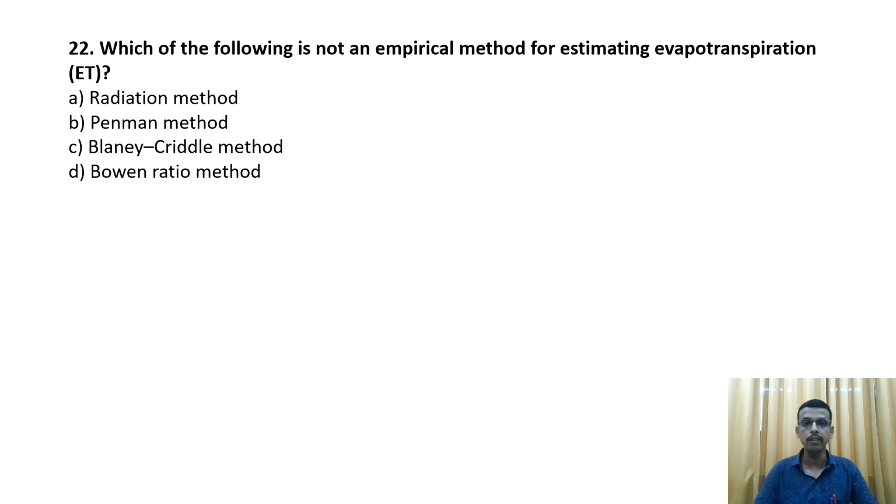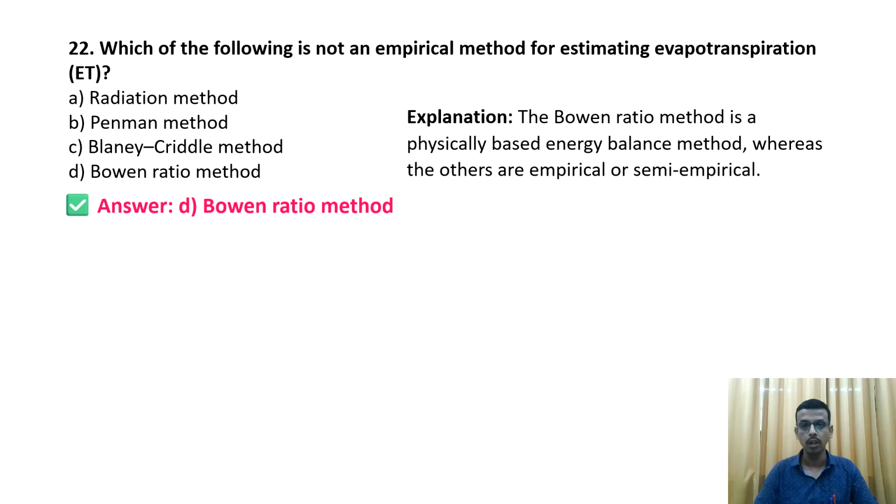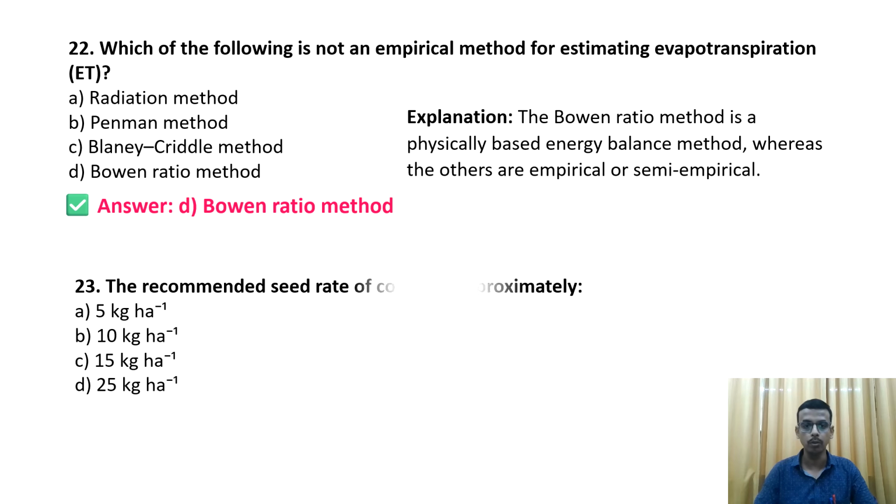Which of the following is not an empirical method for estimating evapotranspiration? Most of the students will write Penman, because this is the most commonly used method, the Penman-Monteith method. But these are empirical methods. Only the one which is not empirical is the Bowen ratio method. This is also one important method. The Bowen ratio method is a physically based energy balance method. Others are empirical or semi-empirical models. Which is not, that is the Bowen ratio method.